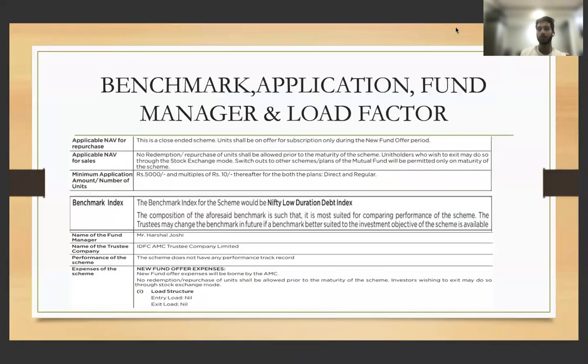Coming to the benchmark, application, fund manager and load factor. The minimum application amount will be rupees 5,000, and after that in multiples of rupees 10. The benchmark will be the Nifty Low Duration Debt Index. We will also see the performance of this index. The fund manager is Harshil Joshi, and the name of the trustee company is IDFC Asset Management Company Trustee Company Limited. The scheme does not have any performance track record, and entry load and exit load is nil.